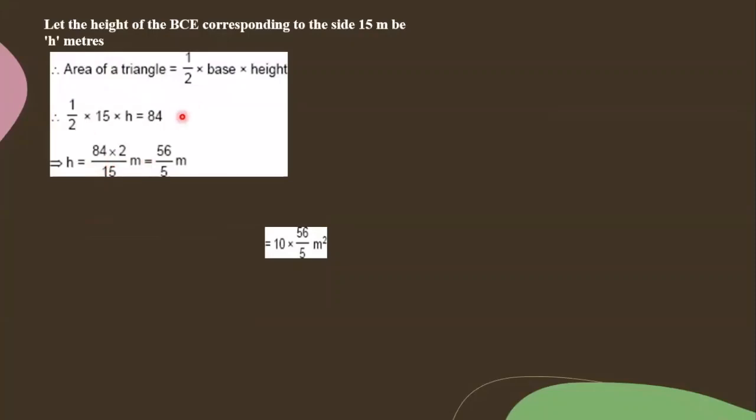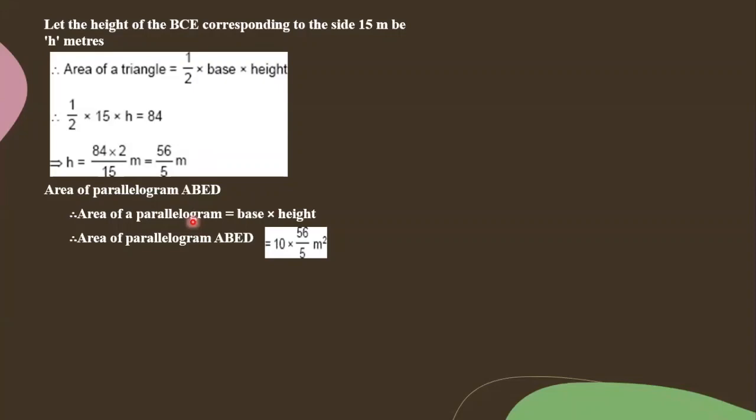This 2 I'm just cross multiplying: 84 into 2 divided by 15. 3 fives are 15, 3 twos are 6, then 3 eights are 24. Then we have got 56 by 5. Any doubt, children, here? No, ma'am.